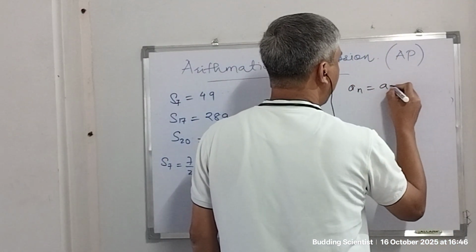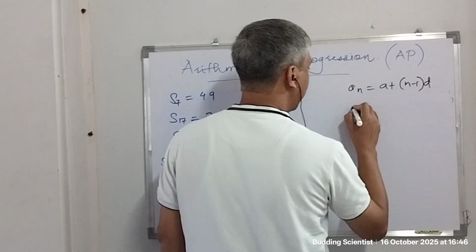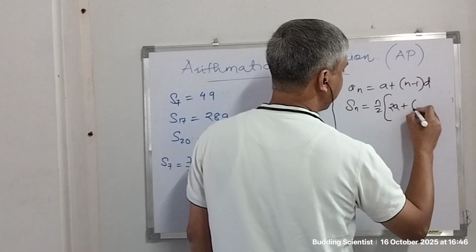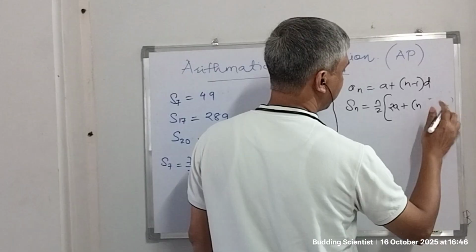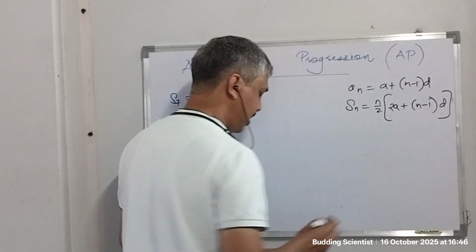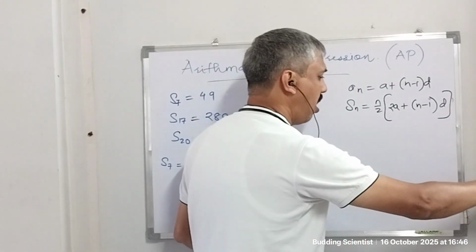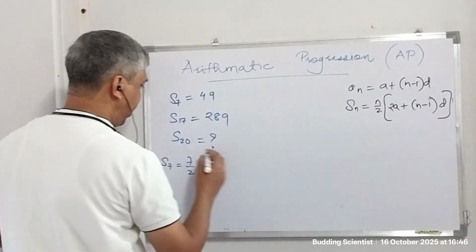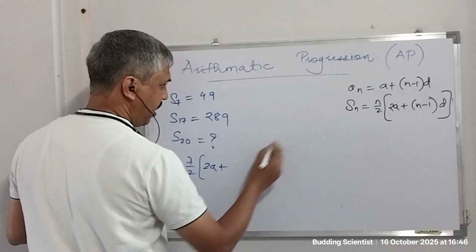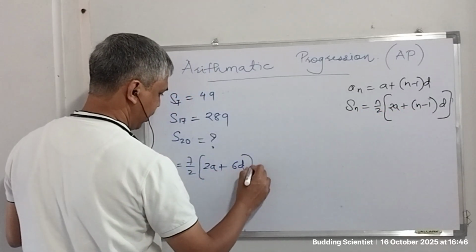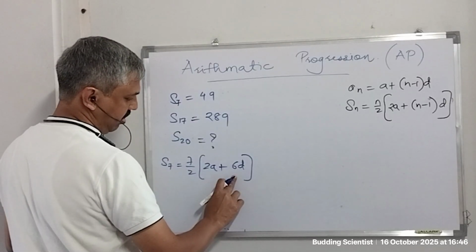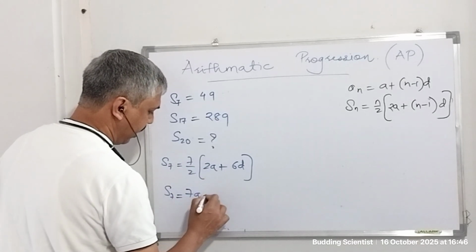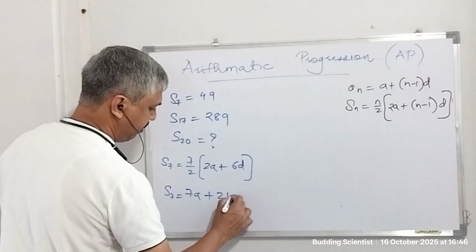An is equal to A plus n minus 1 into D. Sn is equal to n by 2 into bracket 2A plus n minus 1 into D. We will use Sn formula here. So it is n by 2. S7 is 7 by 2 into bracket 2A. We don't know what is 2A. So 2A, 7 minus 1, 6D. इन दोनों में से 2 कॉमन निकलेगा, 2 2 कट हो जाएगा, तो S7 will be equal to 7A plus 21D. I hope you understand.